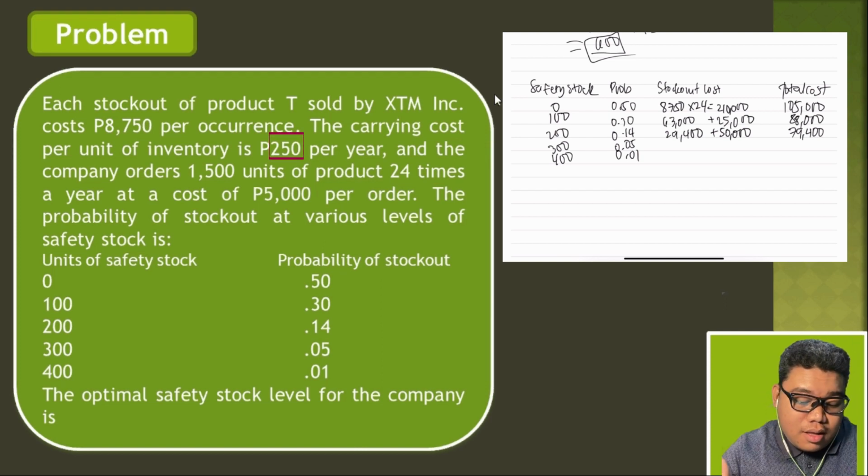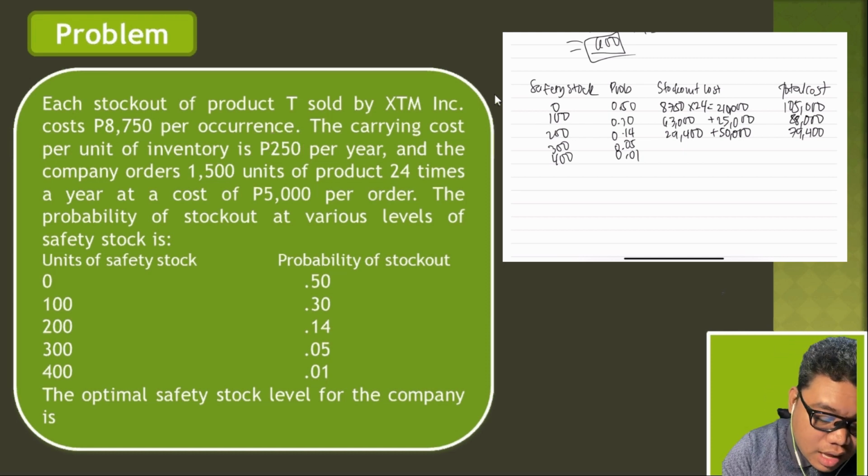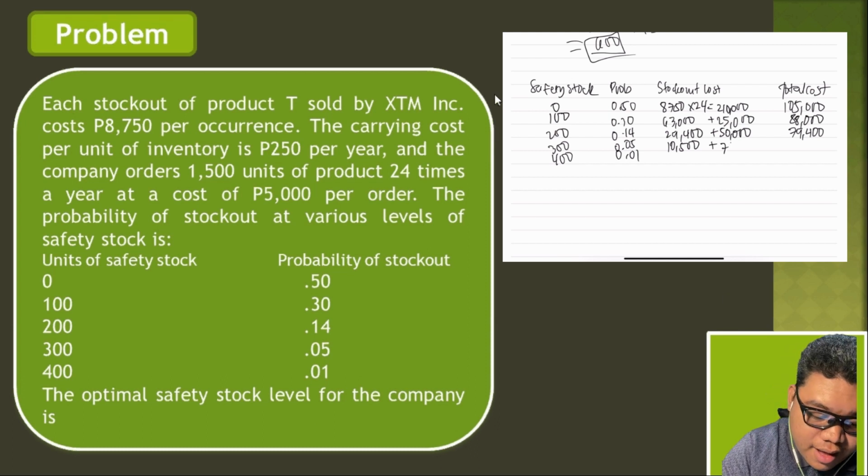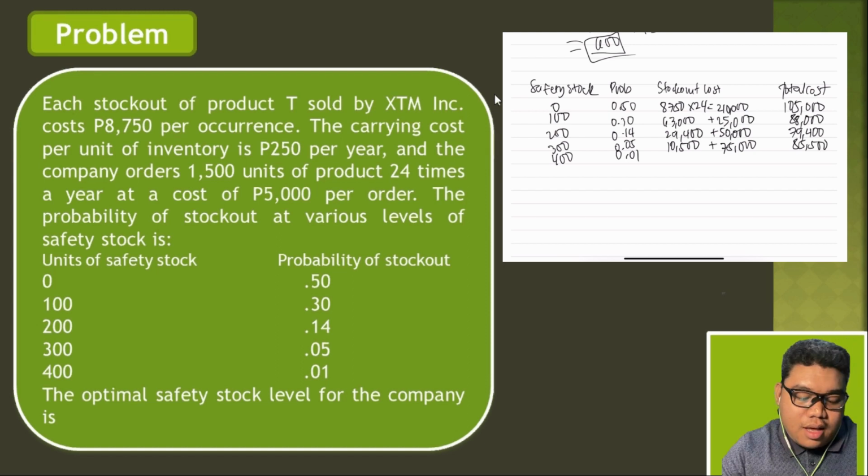Then next would be 210,000 times 0.05, that is your stockout cost, 10,500, plus 300 multiplied by 250, that is 75,000. We have 85,500. And finally, for a quantity of 400 units of safety stock, that is 210,000 multiplied by 0.01, that is 2,100, plus 400 times 250, we have 100,000. So we have 102,100.